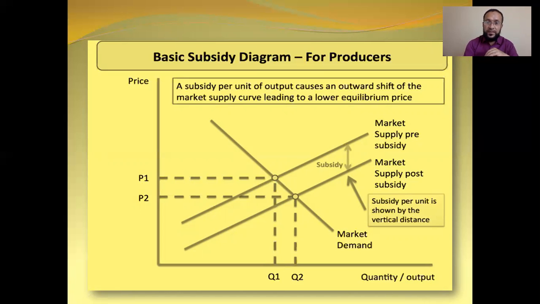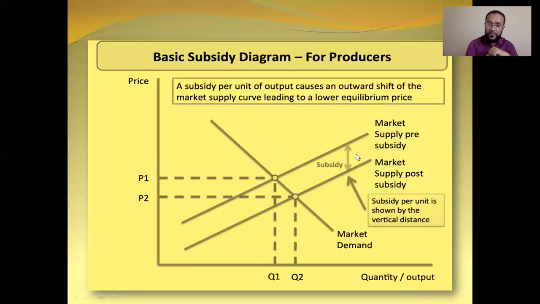Let me show you this. So if subsidy is given, then it will reduce the cost of production. So it will encourage firms to produce more. Since firms are encouraged to produce more, supply will increase. Then supply curve will shift to the right. Okay, so from this to this supply curve, that means from market supply curve pre-subsidy to market supply curve post-subsidy. Okay, this supply curve is showing the supply curve after giving the subsidy by the government.